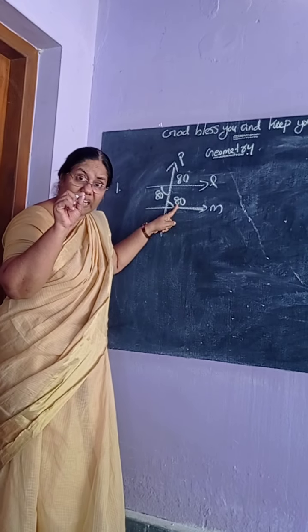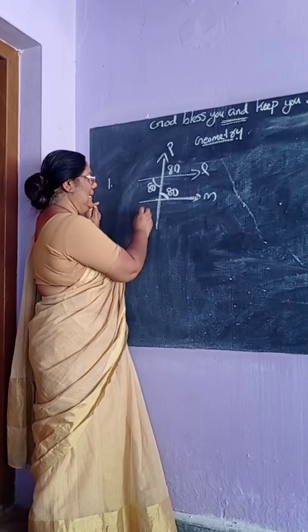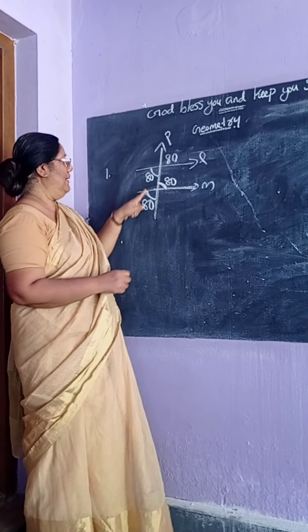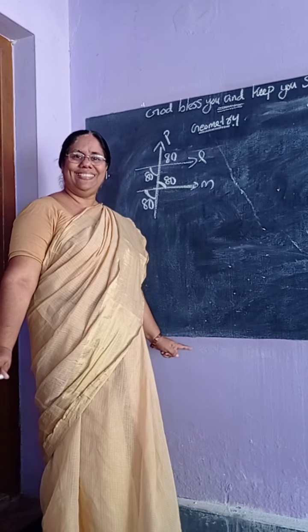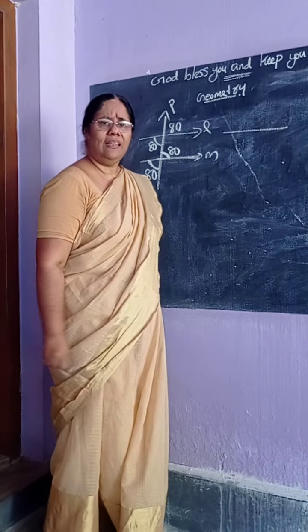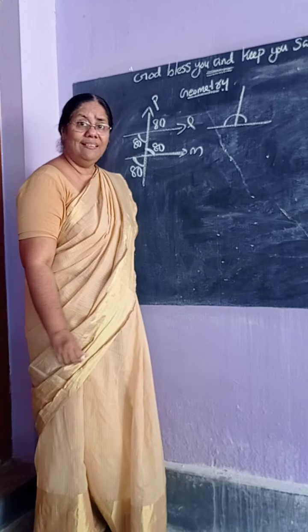The reason: corresponding angles. Then if this angle is 80, then what is the opposite angle? Yes, this is also 80. Okay. Then already 4 angles finished. Then suppose in a straight line, can you say the total angle in a straight line?